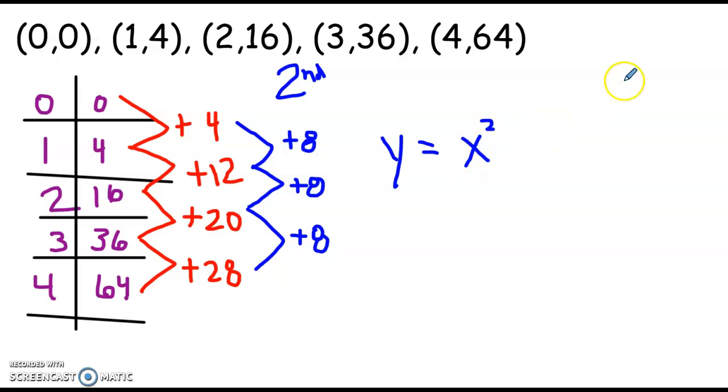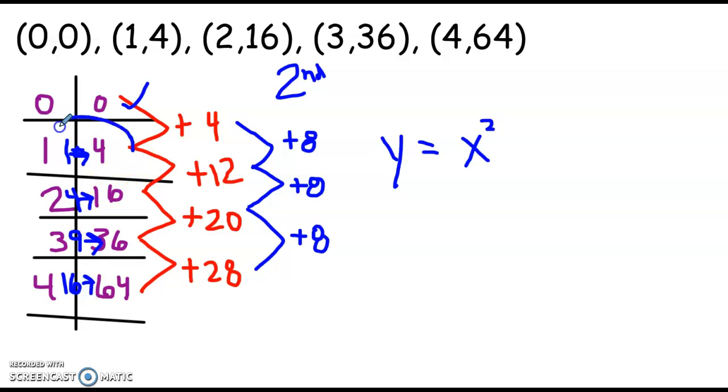So if I plug in 0, 0 squared is 0. So that works for the first one. But when I plug in 1, 1 squared is 1, and I need it to be 4. When I plug in 2, 2 squared is 4, but I need it to be 16, right? So I got 1, but I need 4. I got 4, but I need 16. 3 squared is 9, but I need 36. 4 squared is 16, but I need 64.